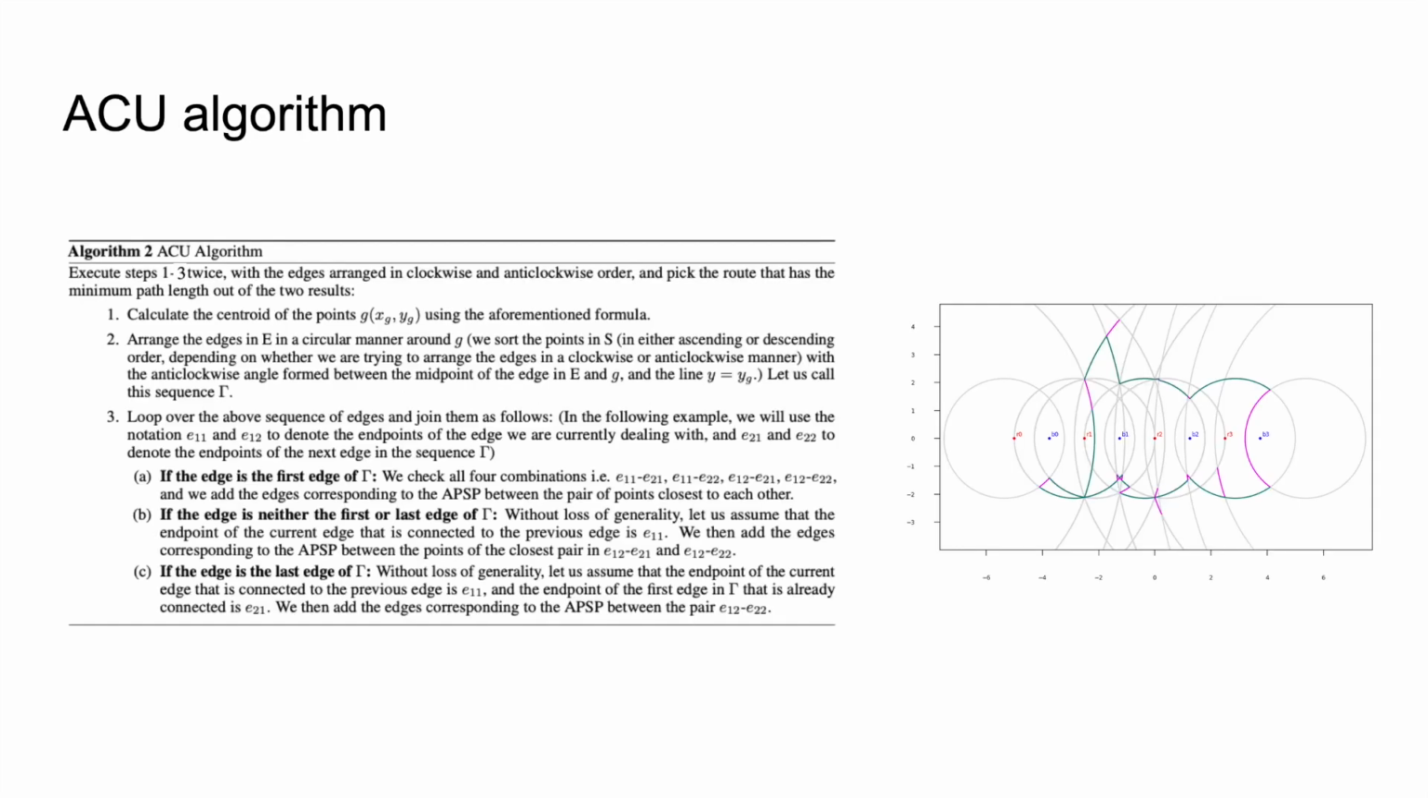In the ACU algorithm, what we essentially do is we take all the shortest edges from each scenic path, calculate the centroids of the points in the graph, and arrange the edges E in a circular manner around the centroid. So for example, if we take this graph on our right here, the centroid of those edges would lie somewhere here. So we would be arranging these edges in a clockwise or anti-clockwise manner around the centroid, just so that we can connect them in a cyclic manner.